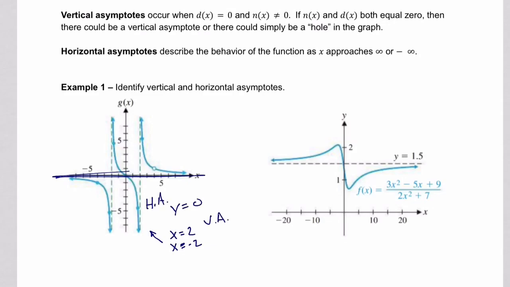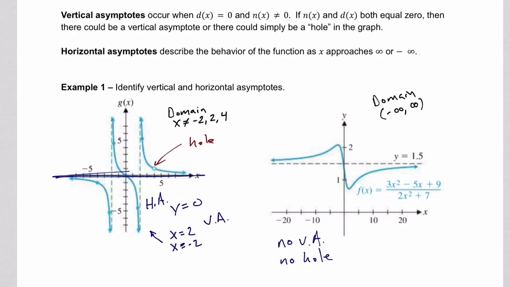There's another feature that affects the domain of the graph. Notice there's a little open dot here, so there's actually a hole in the graph. So if we wanted to describe the domain of this graph, we would have to leave out 2, negative 2, and also 4. In the second example, there are no vertical asymptotes, and there are also no holes in the graph, so the domain would be all real numbers.